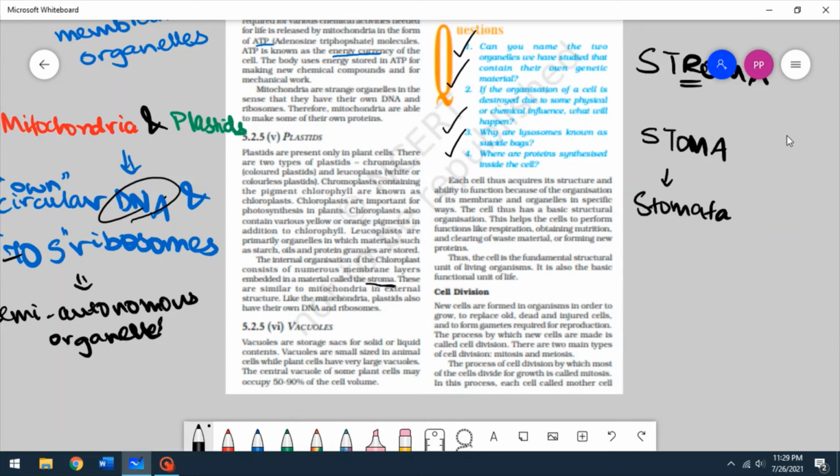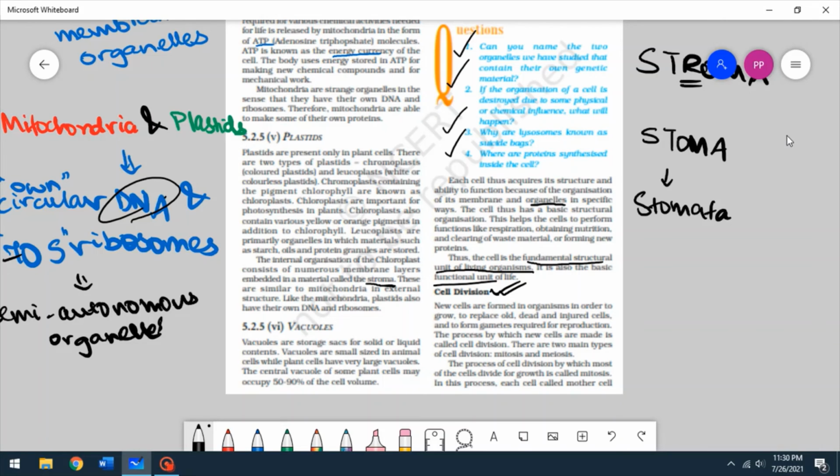Alright, so each cell acquires its structure and ability to function because of the organization of the organelles and its membrane. And this is why the cell is the fundamental structural unit of living organisms. It's also the basic functional unit of all life. And then we have cell division. This is the last concept for this chapter. So for those of you who were getting restless, rejoice.